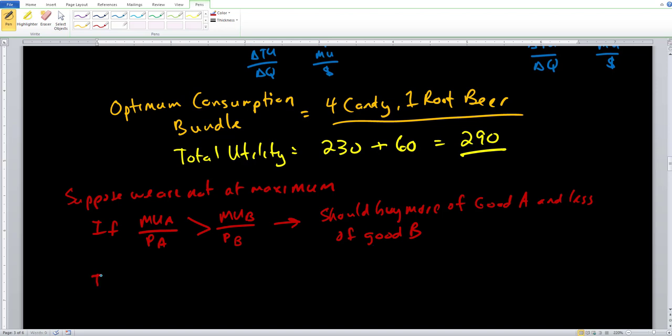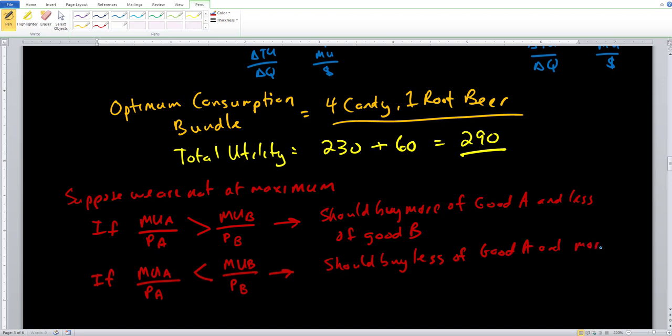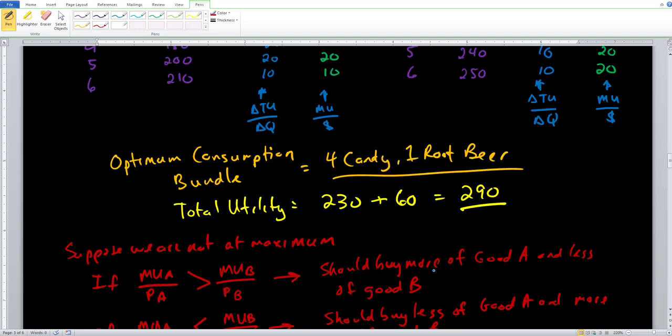If the opposite is going to hold true, then the opposite should be the case. If the marginal utility of good A divided by the price of good A is less than the marginal utility of good B divided by the price of good B, then you should go ahead and buy more of good B and less of good A. So you should buy less of good A and more of good B. So you know exactly what you should be doing in each of these particular cases if we are not at maximum. So basically the utility maximization rule, your bang for your buck, this is where it all ties together.